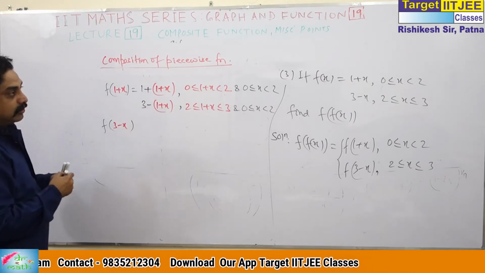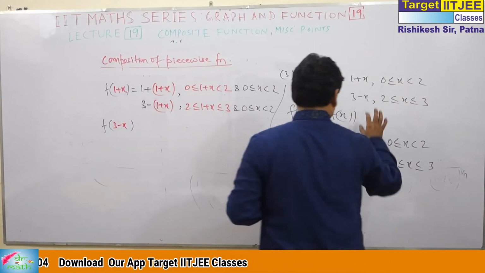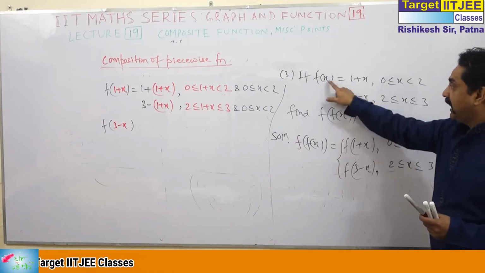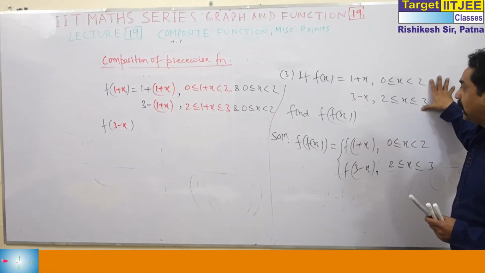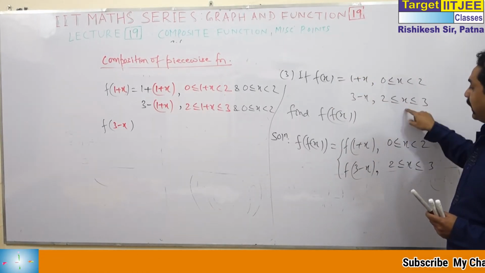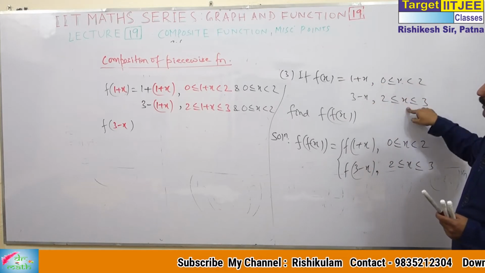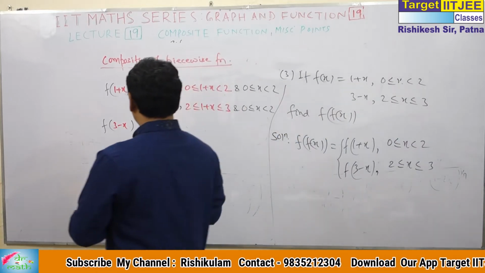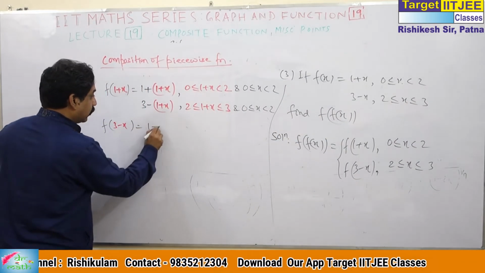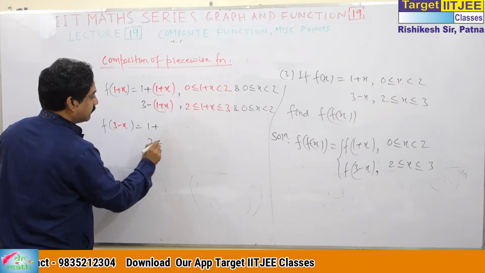What I am trying to justify is f(3 minus x). f(x) is this. So what will I write now? Where there is x, I will write 3 minus x. Here 3 minus x, here 3 minus x, here 3 minus x, here 3 minus x. So for the first we get 1 plus, for the second we get 3 minus.